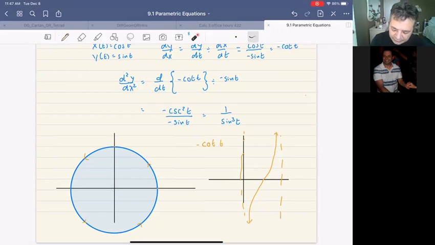Now remember, this point here is pi over 2. As we move, this is in t, but this is for these t values. So t values between 0 and pi over 2 are here.